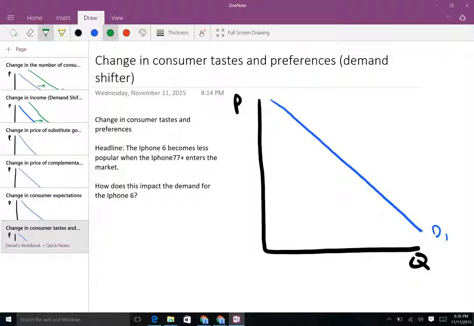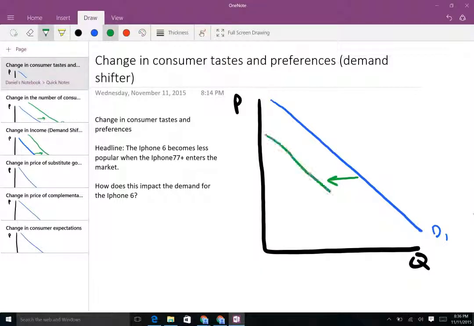Well, people are going to buy the iPhone 77 Plus instead. It's going to decrease the demand for the iPhone 6. So we're going to shift our curve to the left. We've got our new demand curve here. Here we go.